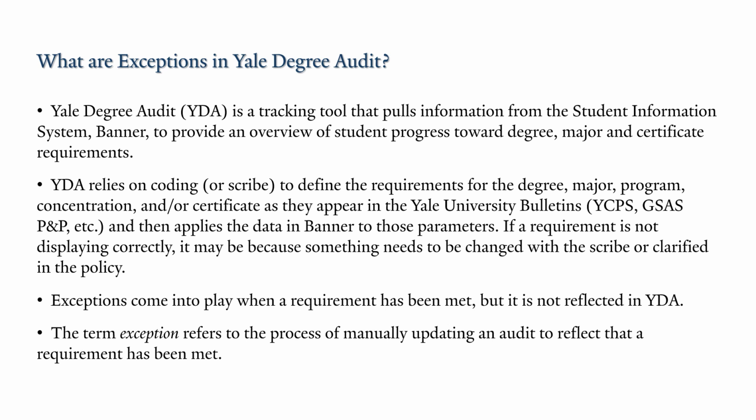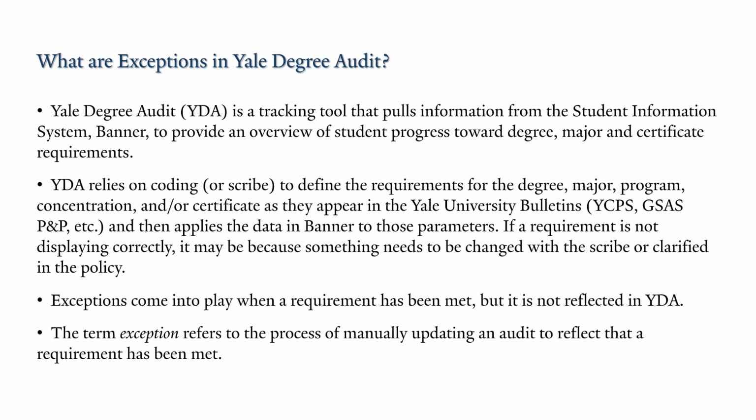Yale Degree Audit, or YDA, is a tracking tool that pulls information from the Student Information System, Banner, to provide an overview of student progress toward degree, major, and certificate requirements. YDA relies on coding, or scribe, to define the requirements for the degree, major, program, concentration, and/or certificate as they appear in the Yale University bulletins, such as Yale College Programs of Study, the Graduate School of Arts and Sciences Programs and Policies, etc. And then it applies the data in Banner to those parameters.